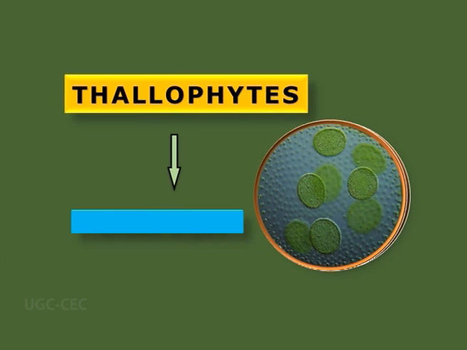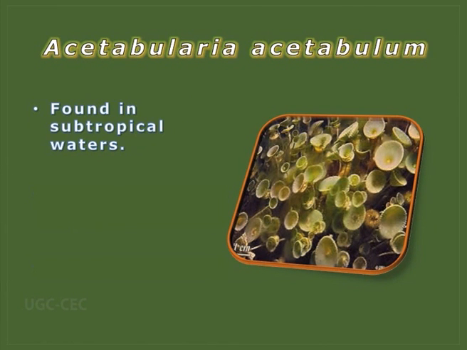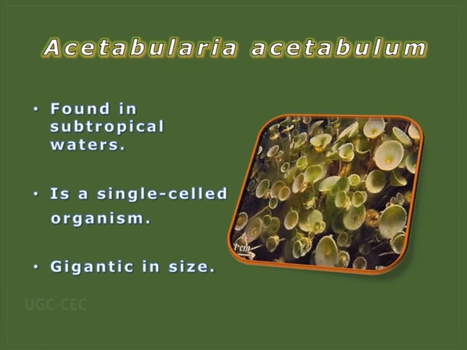In this community, the first member is green algae. The example of green algae is Acetabularia acetabulum. What we have is the class Ulvophyceae, order Dasycladales and family Polyphysaceae, and the genus is Acetabularia. It is found in the subtropical waters. It is a single cell organism and it is gigantic in size.